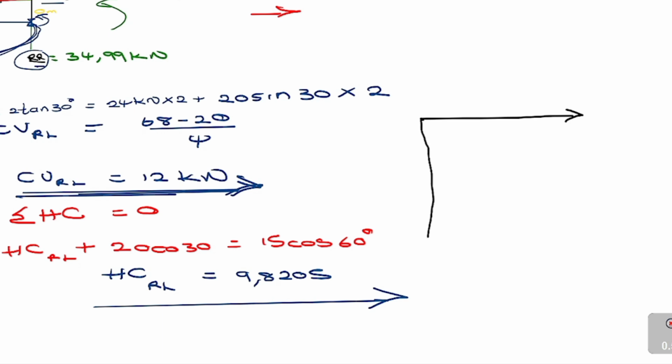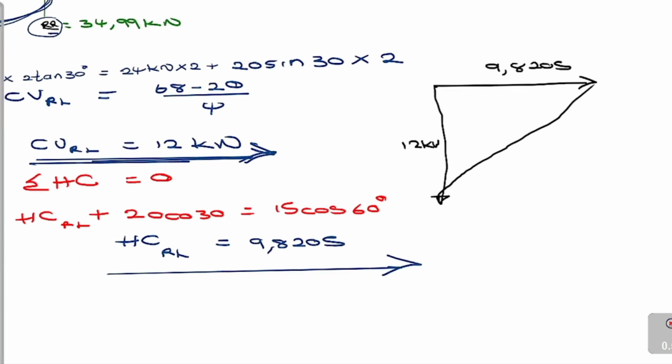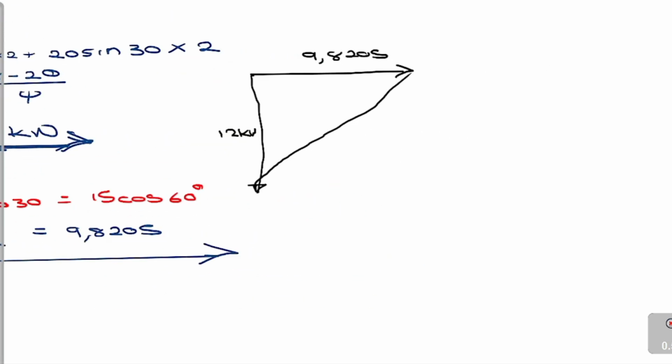But I'm not going to show it like this now because we need our resultant. So this would be our horizontal, 9.8205, and then our vertical will have to be 12 kilonewtons. Now we just need to find the hypotenuse. Remember, the hypotenuse is how you find your resultant. The resultant will be the R hinge.